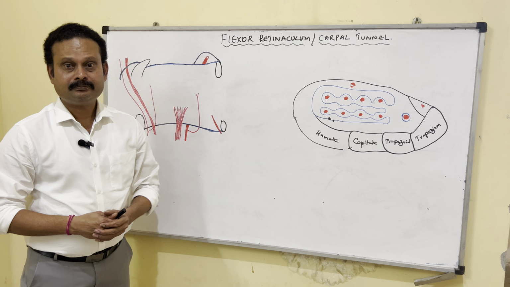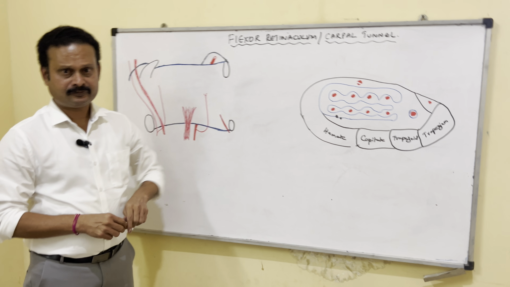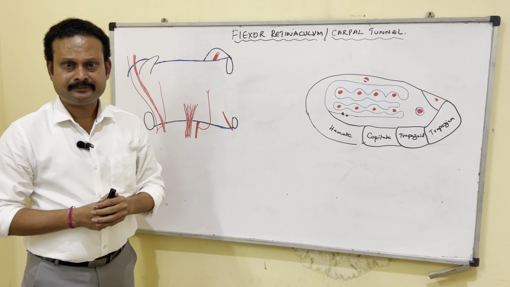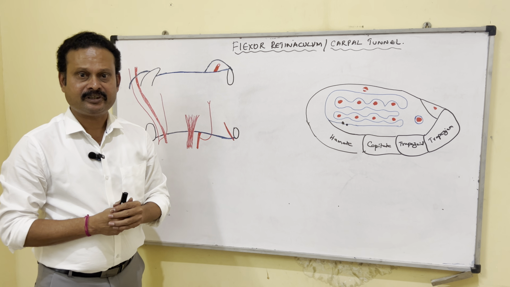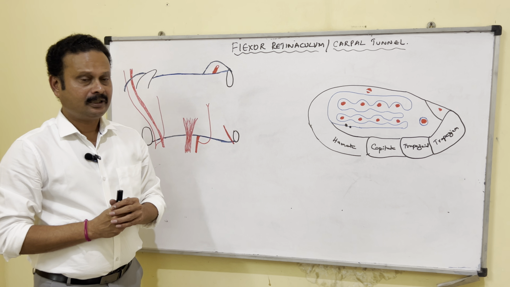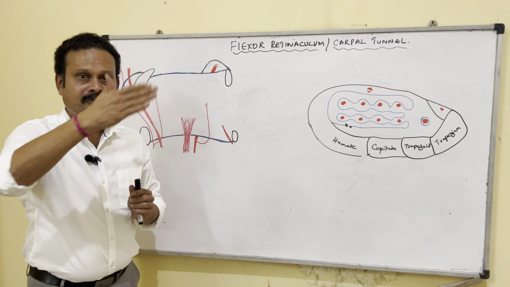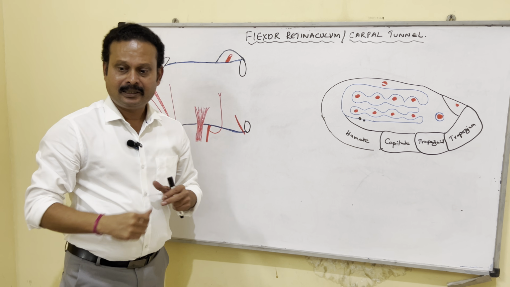Flexor retinaculum or carpal tunnel. What is it? Flexor retinaculum is a strong fibrous band formed by the thickening or modification of the deep fascia, acting like a tie beam and converting the anterior concavity of the carpal bones into a tunnel, and that tunnel we call the carpal tunnel.